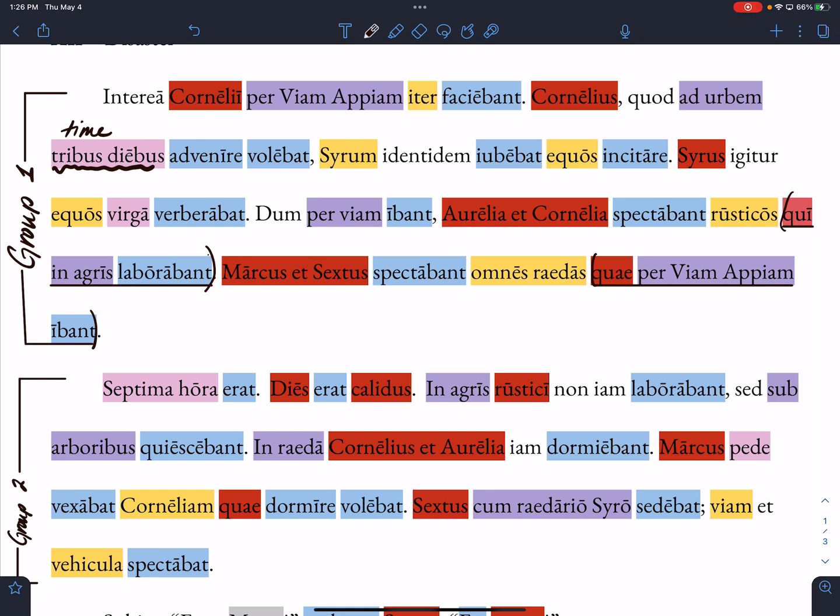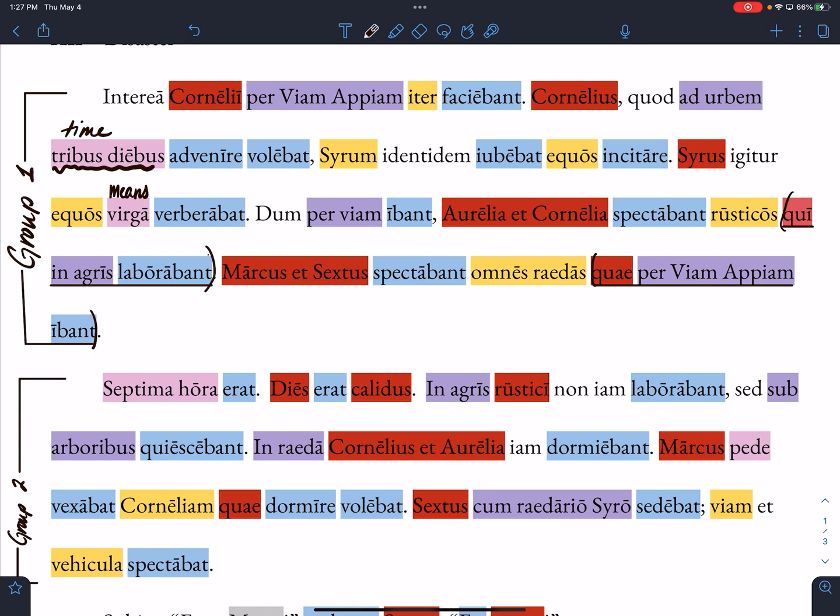Next sentence, group 1. Nice and loud so your voice can be heard all the way over here. Wait, hang on. We forgot this sentence here. Cyrus igitur equos virga. Good. Cyrus was therefore whipping the horses with a stick. We've got another ablative over here. Virga. What kind of ablative is it? Means, or instrument. Yep, it is the thing that is being used to hit the horses. Poor horsies.